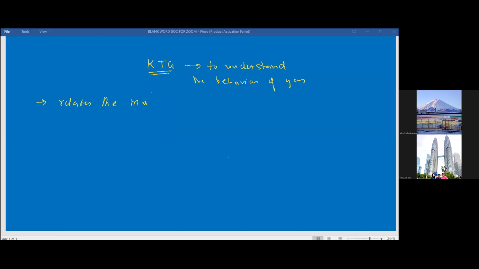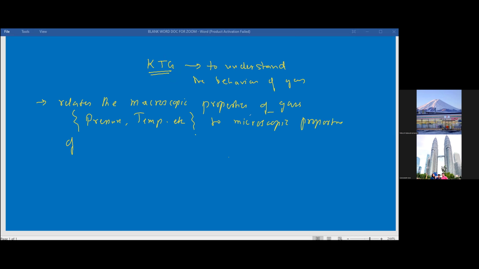It relates the macroscopic properties of gas. What are macroscopic properties of gas? Some important macroscopic properties are pressure, volume, temperature, and number of moles. In thermodynamics, there will be macroscopic values like that. So it relates the macroscopic properties of the gas to the microscopic properties of the gas molecule.